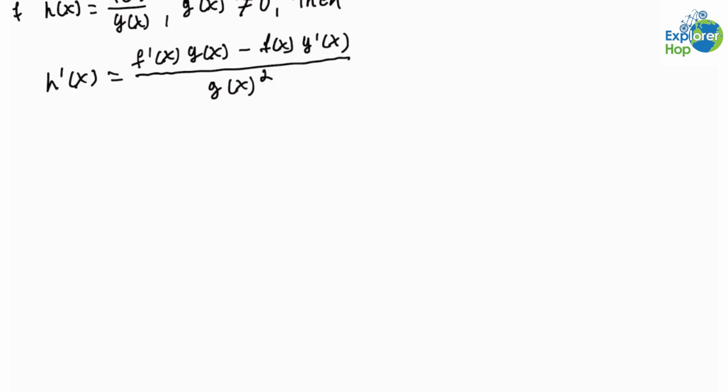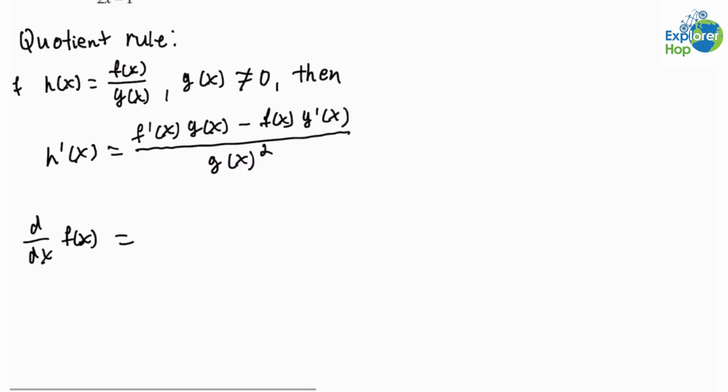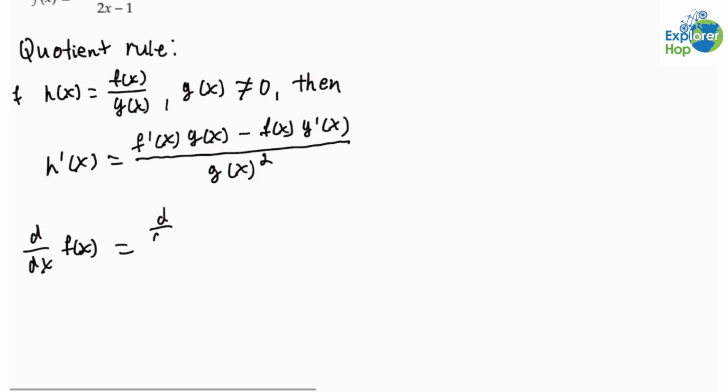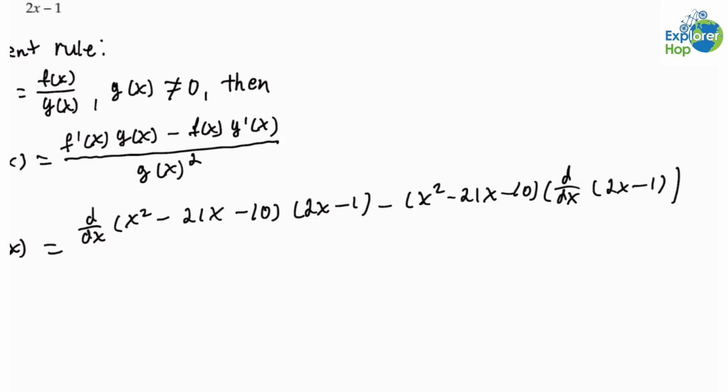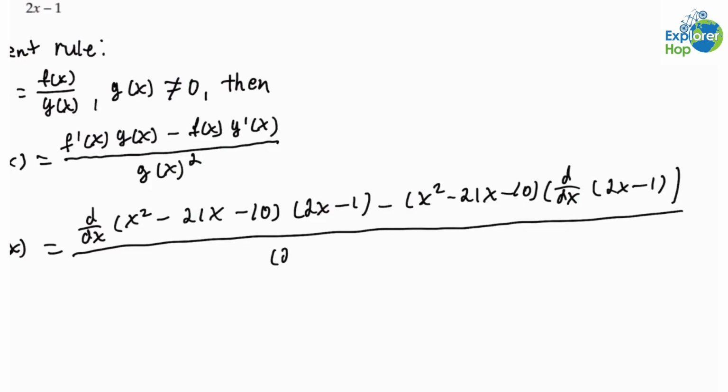So this means that the derivative of our function is equal to the derivative of the numerator, which is x squared minus 21x minus 10, times 2x minus 1, which is the denominator, minus the numerator, so x squared minus 21x minus 10, times the derivative of the denominator, all over the denominator squared. So 2x minus 1 squared.